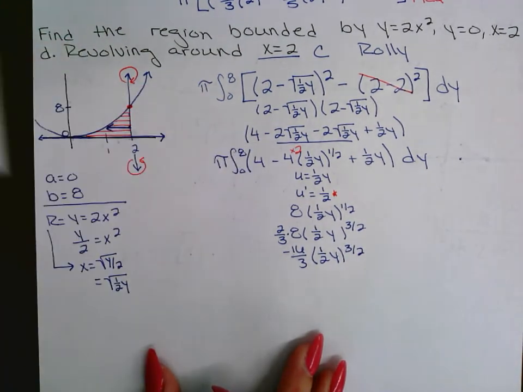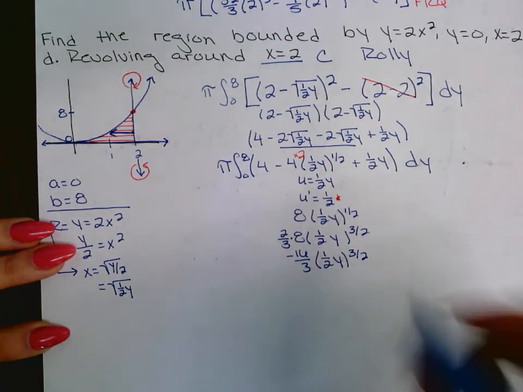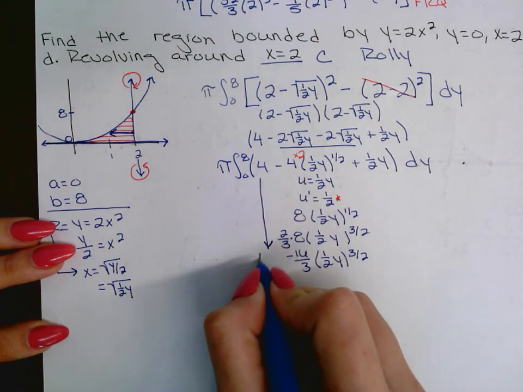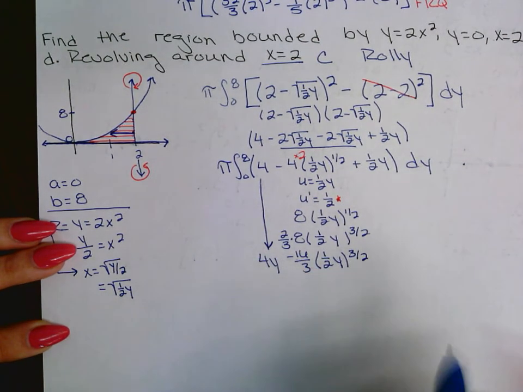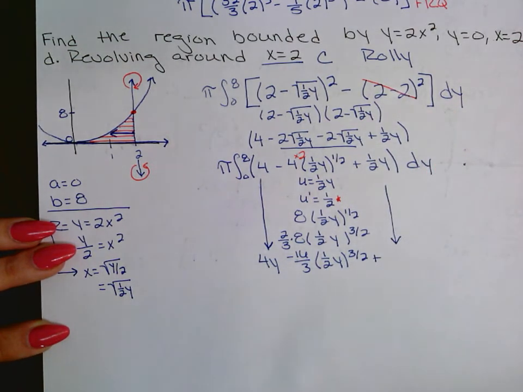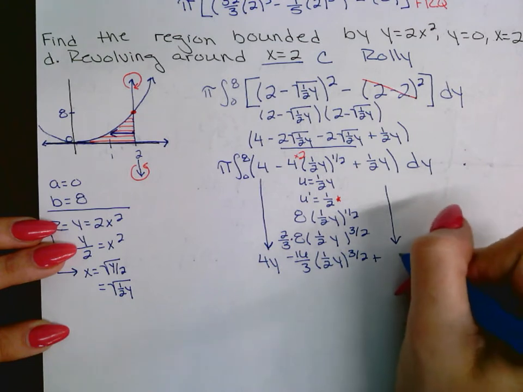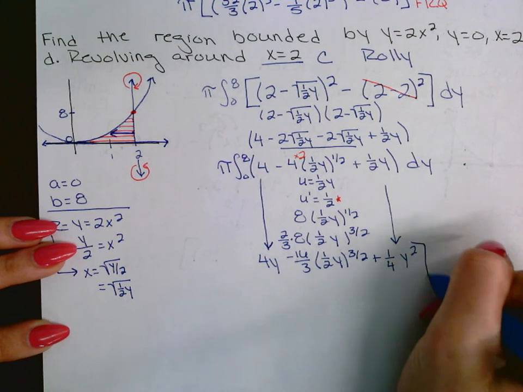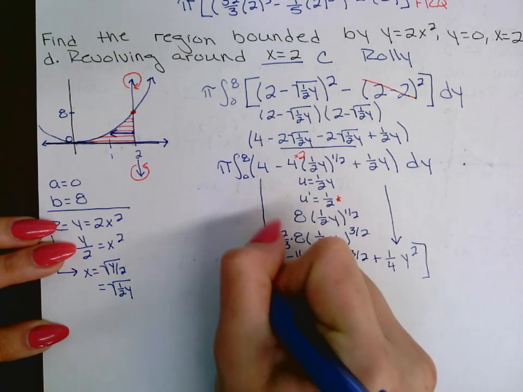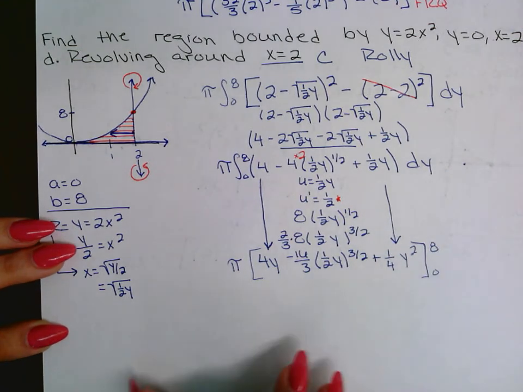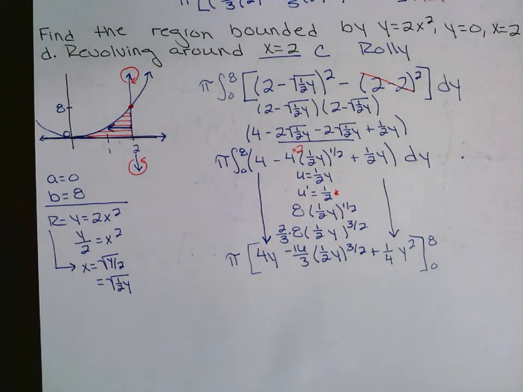Okay? So now I can't forget to do the antiderivative of these two. So what is the antiderivative of 4 with respect to y? So it's 4y minus this term plus the antiderivative of half y. Good. So the y's exponent becomes a 2 and the coefficient becomes 1 over 4. Bring down my pi. And this goes from 0 to 8. Okay? We have to go one more step to the f of b minus f of a, and then you can leave it as is.